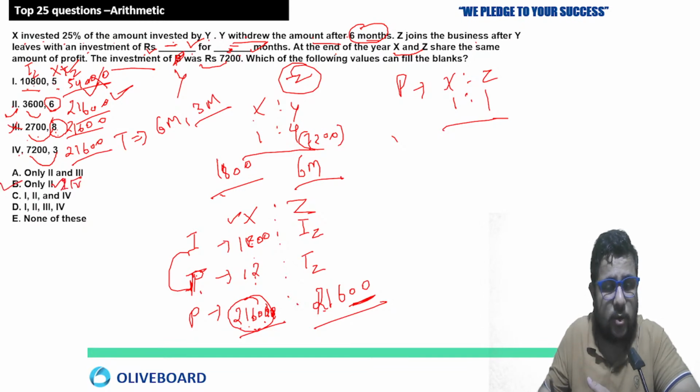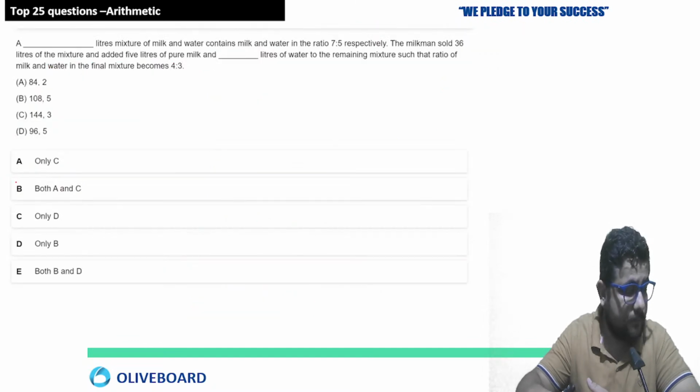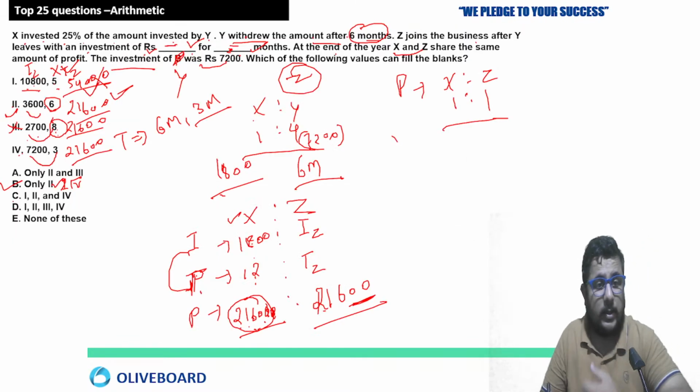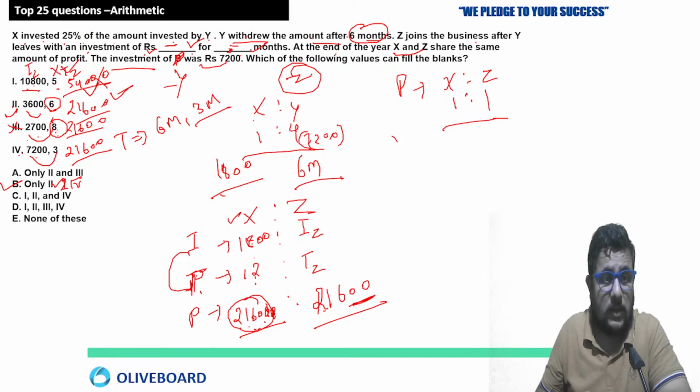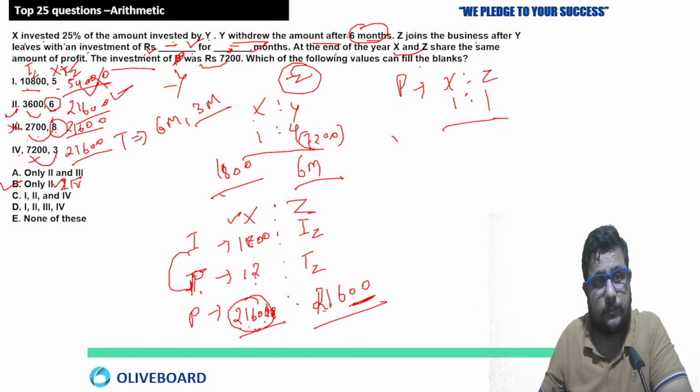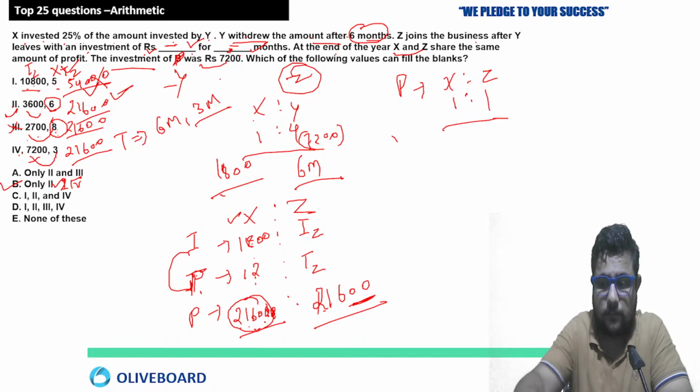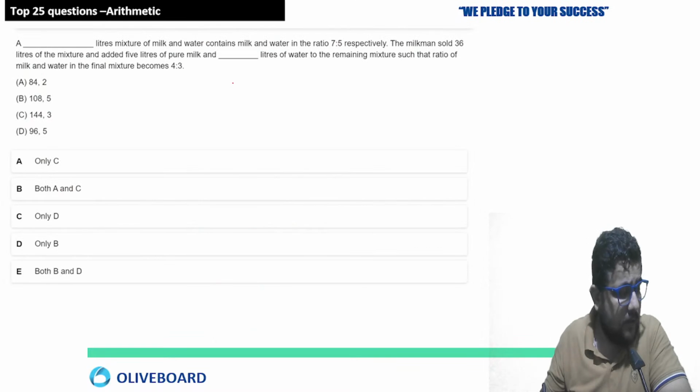I'm adding option B. Clear? Clear to you? Seven 200 multiply 3. Clear? Now let's move on to the next.